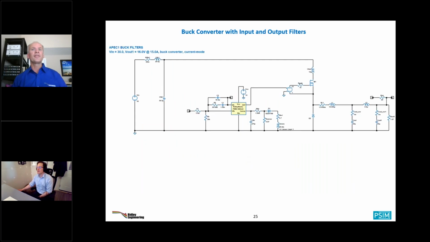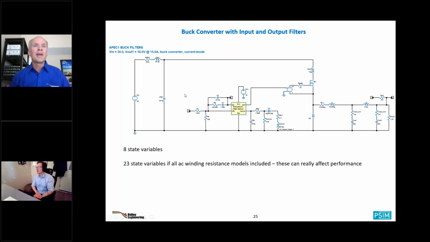And this is part of the content that I was going to give at APEC this year. It's a buck converter, but it's got an extra LC filter. It's got an input filter, and it's got 8 state variables. It's actually got 9 or 10 in the current mode model, depending how complex you get. If you do AC winding resistance, it's 23 state variables. If you do core loss models, it's 46 state variables.